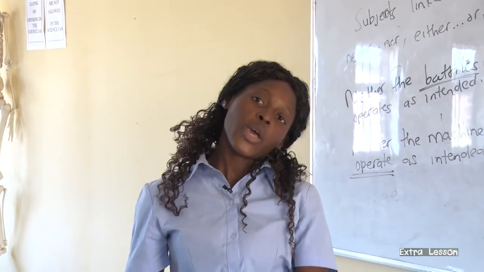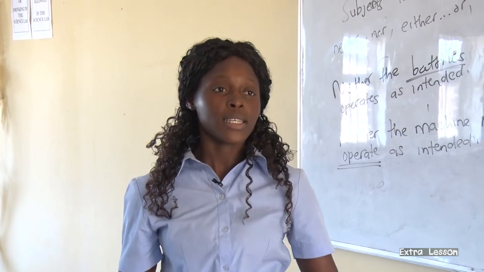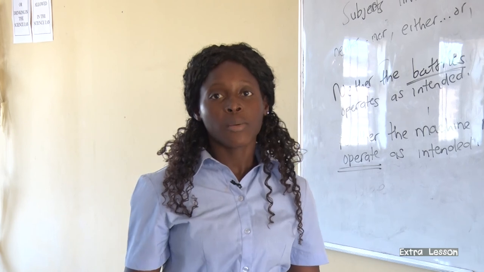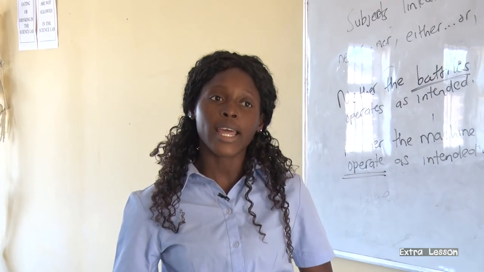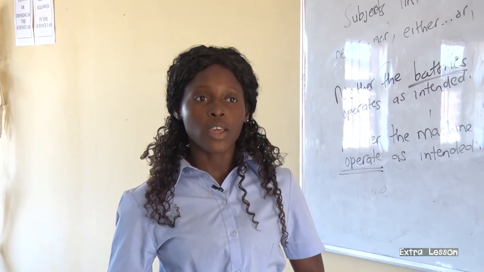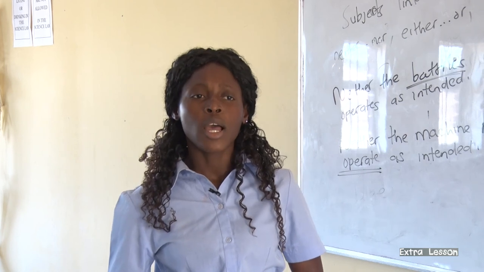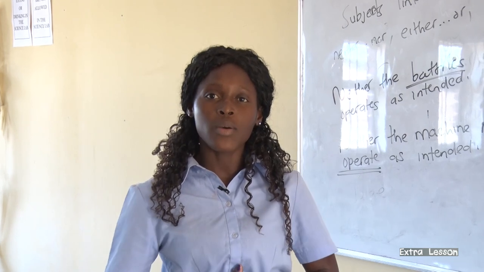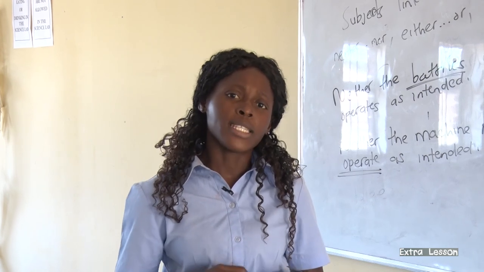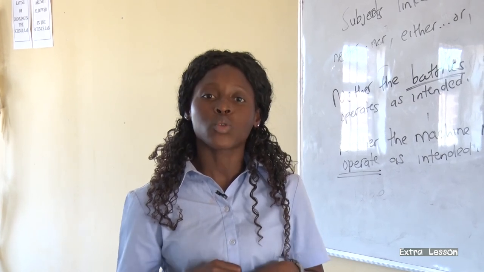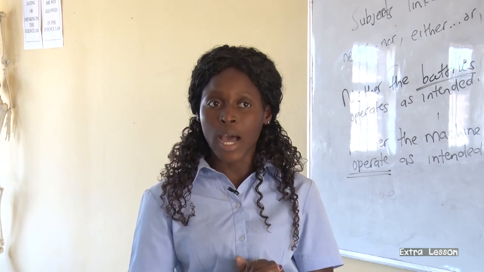So learners, today we talked about subject-verb agreement. We say that it is very important to talk about subject-verb agreement because it unifies the sentences and makes them clearer. And I hope today you have learned to explain the rules of subject-verb agreement. You are able now to identify the errors and correct them in subject-verb agreement, and you are able to identify the singular and plural verbs and nouns in a sentence.